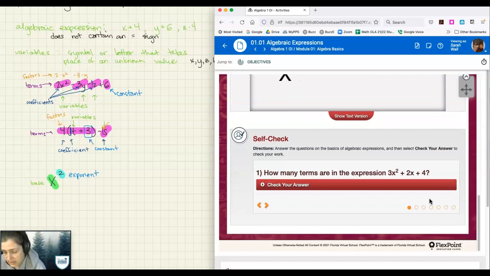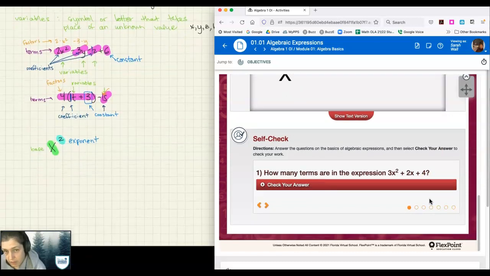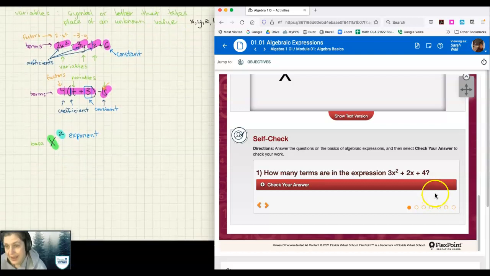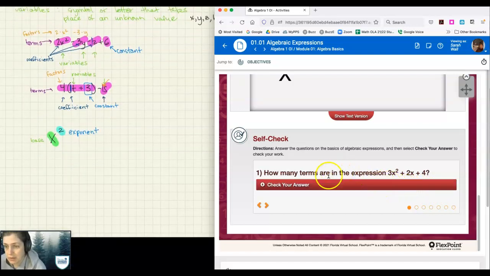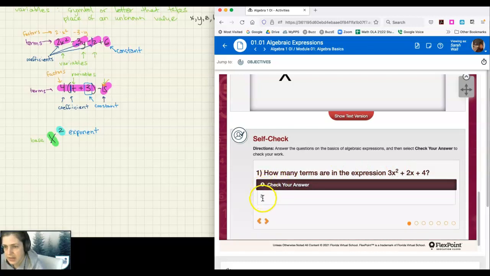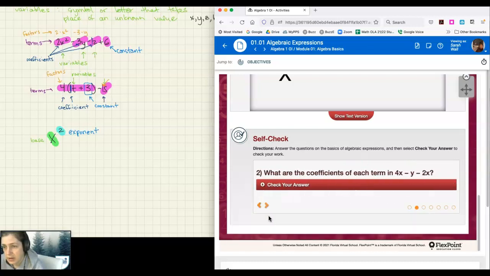And so now you come to the self-check. So as you can see, I've got all of my notes in here, and now I'm actually going to do the self-check problems. So how many terms are in this expression? Okay, so I've got one term right here, because remember, a term is the whole piece. So 1, 2, 3. Anything that's divided up by a plus or a subtraction sign is 3. I'm going to go to the next one.